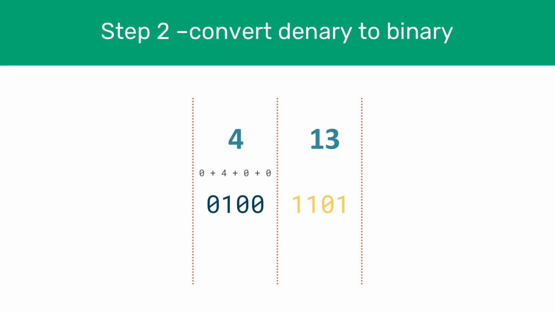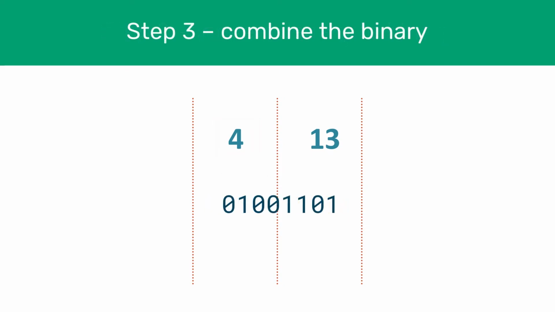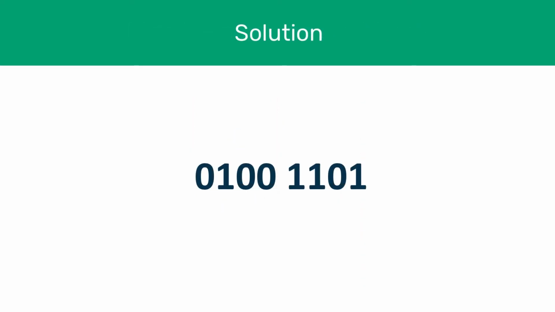Next we'll do the same for 4. And 4 in binary will be 0100. And we're done. That means we're left with 0100 1101. So 4D in hexadecimal is therefore 0100 1101 in binary. Now we know how to convert between the hexadecimal and binary number systems.